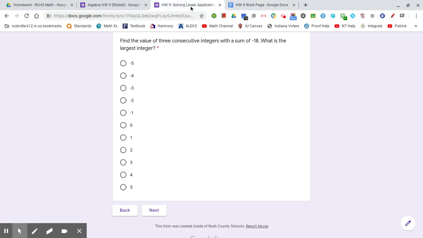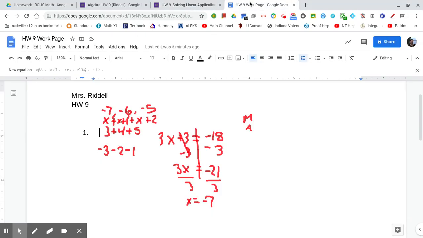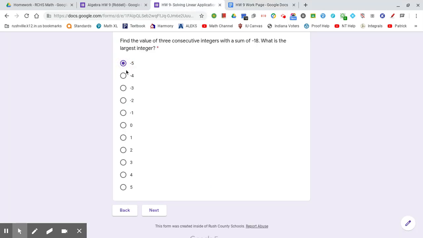This is question number 1. Then over here, it says, what is the largest integer? So here are my 3 integers. The largest one, since we're in the negatives, the one that's closest to 0, is -5. So I'd click -5, and then I'd hit next.